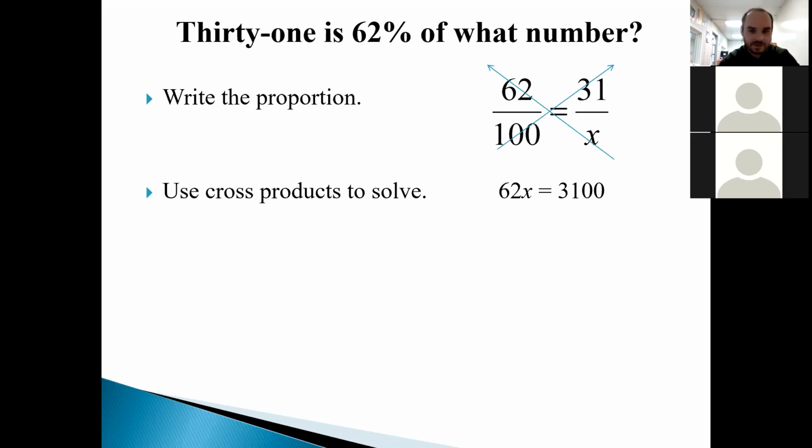So in this case, you have 62x equals 3100. If you divide both sides by 62, you get x equals 50. So 31 is 62% of 50. Now, once again, there is a shortcut way of doing this one, but this is a little bit more complicated of a shortcut. So this is one I would not recommend using unless you're very confident. You can do 31 divided by 0.62, and that will give you 50. That's smart, actually.